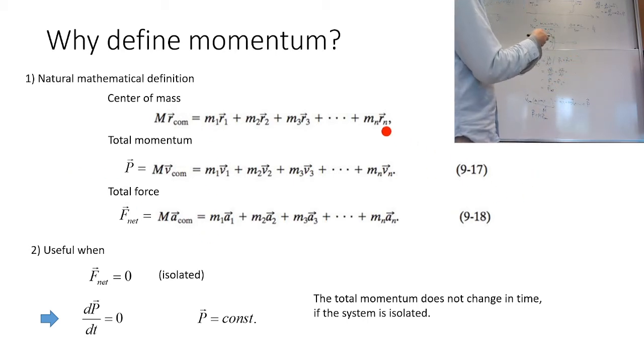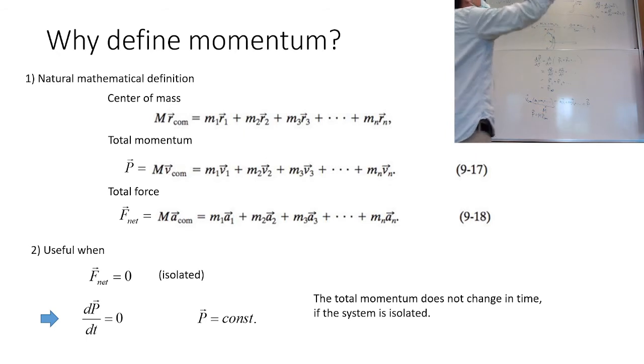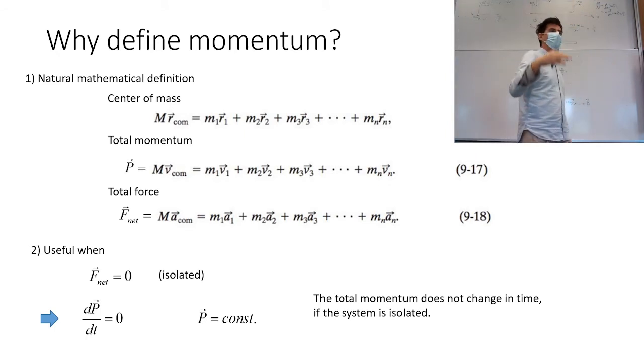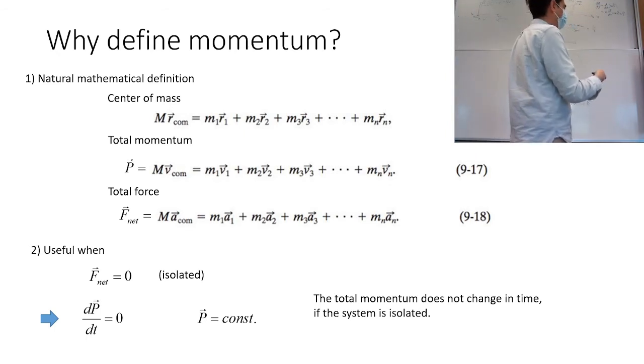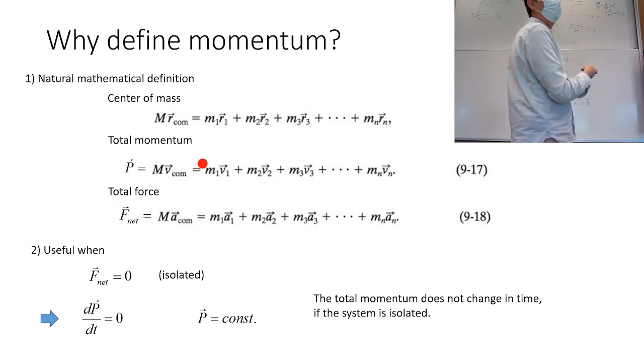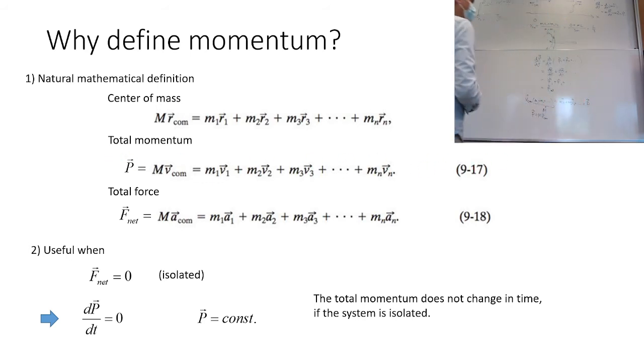So if you keep on taking time derivatives, if you start with center of mass, and then you take a time derivative, then you end up with this momentum. Then you take another time derivative, then you end up with a force equation, right? So in a way, it's kind of logical. If you define this guy, and you define this guy, then why not define this guy too? Because it's just in the sequence of time derivatives, right? So it has a natural mathematical definition.